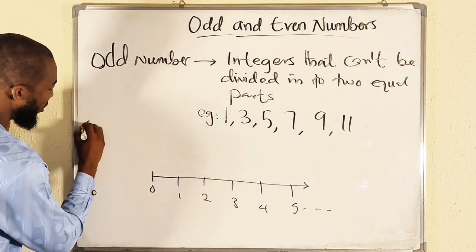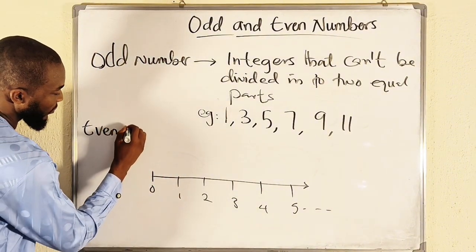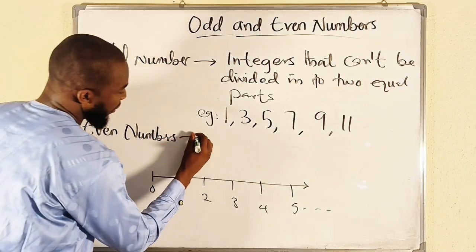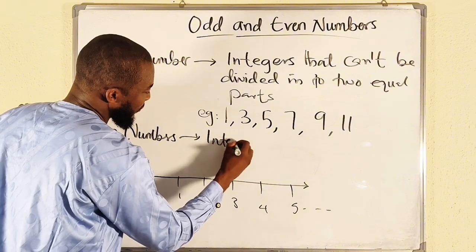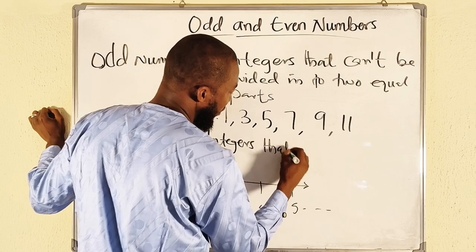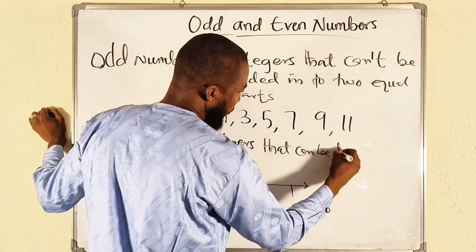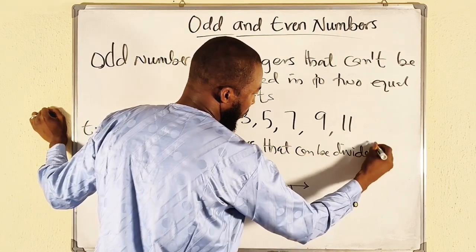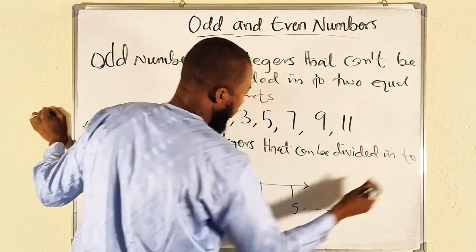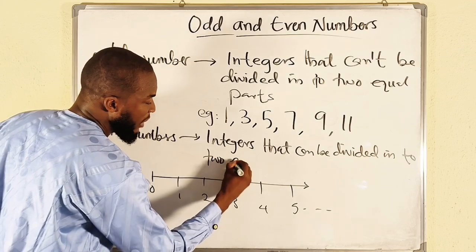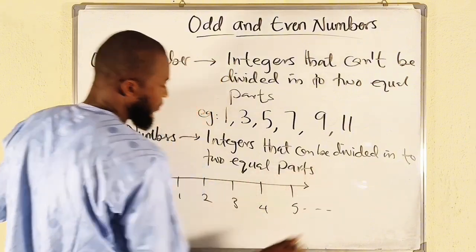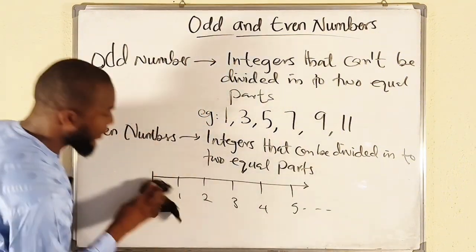So even numbers, they are integers that can be divided into 2 equal parts. So I'm going to write some example here.